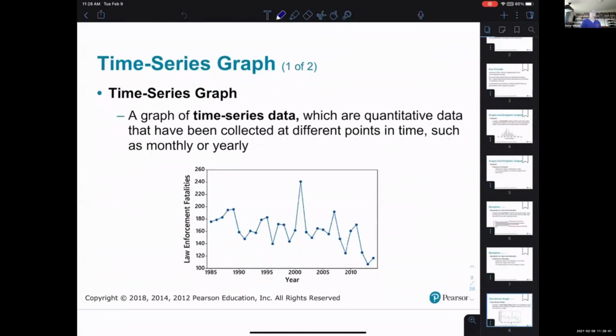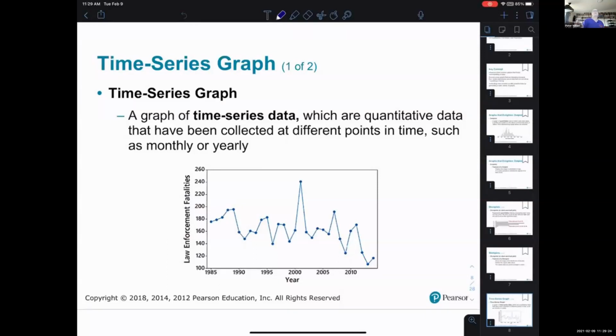Time series graph. So a time series graph is a graph of time series data, which are quantitative data, so that means numerical, that have been collected at different points in time, such as monthly or yearly. So this is a very particular kind of data. So I can't just collect a bunch of pulse rates and make a time series graph. I cannot just collect a bunch of people's heights and make a time series graph.